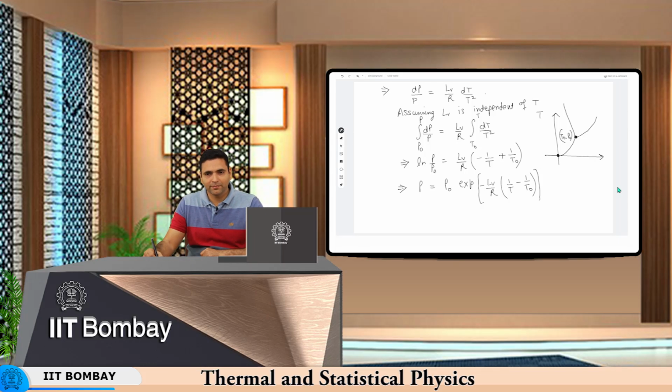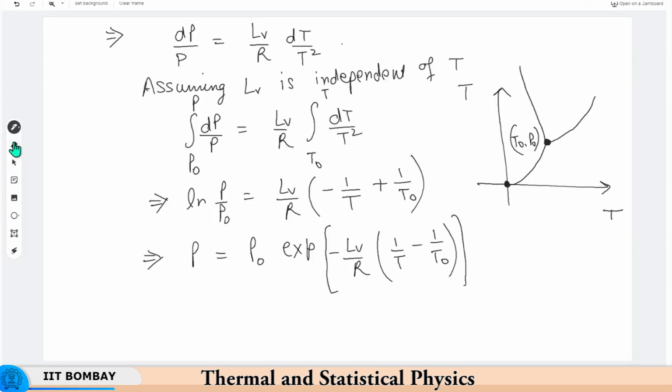So, as I increase my temperature, this y axis is pressure. So, as I increase my temperature, this is a negative, so this P will also increase, right. There is an exponential of a negative value multiplied by a value which is decreasing as T is increasing, right. Therefore, this function will grow, right.